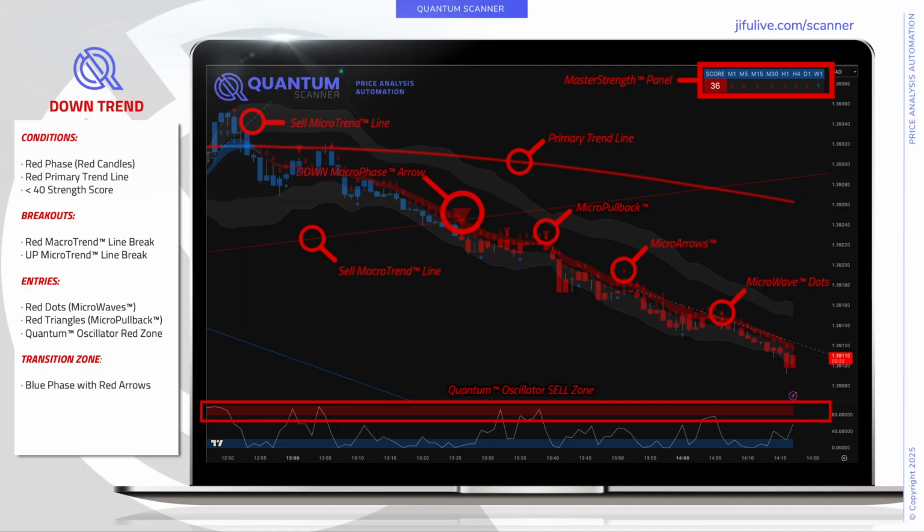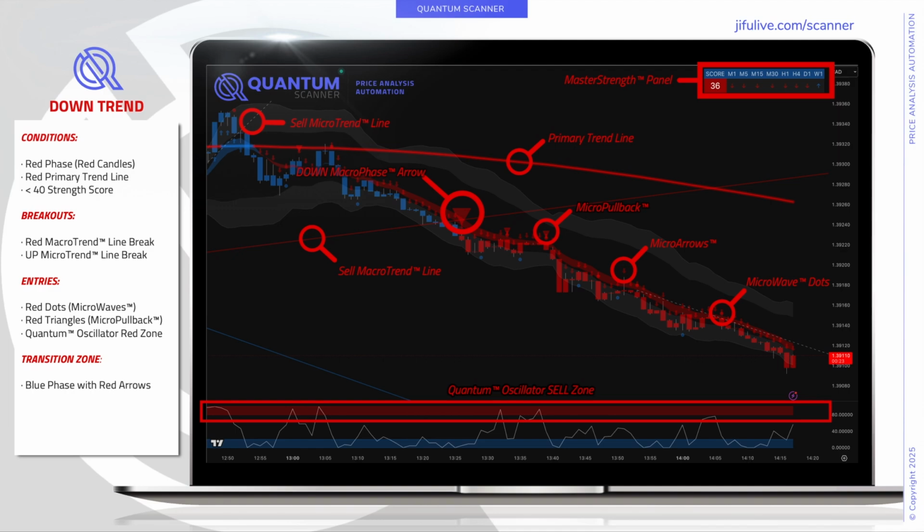To enhance the relative strength of the trend, we want to look for a score less than 40. It does not always have to be below the number 40, but seeing it at that score or below is helpful to indicate a strong trend. Specific breakout locations can be identified looking for downward breakouts below the red macro trend line. We can also look for the upward sloping micro trend line for potential breakouts.